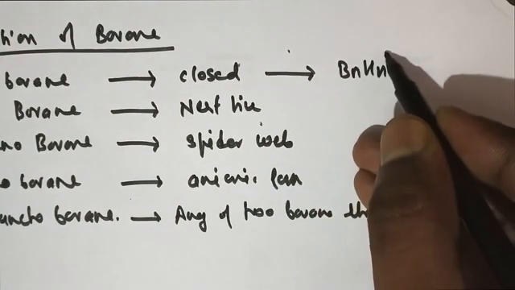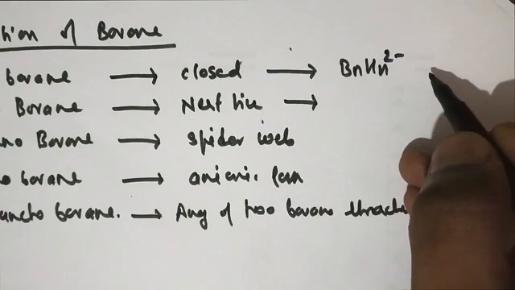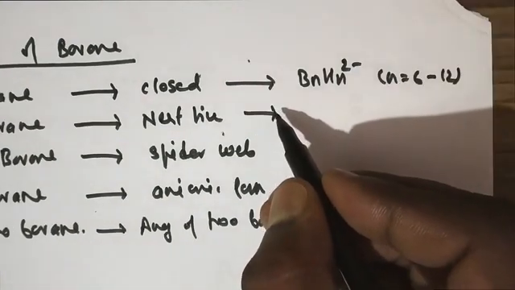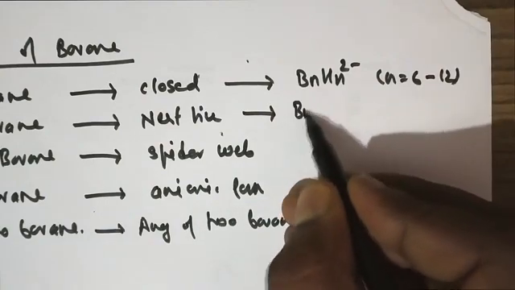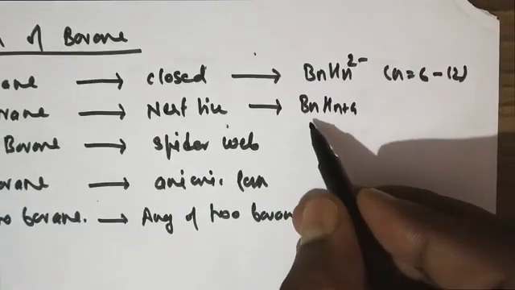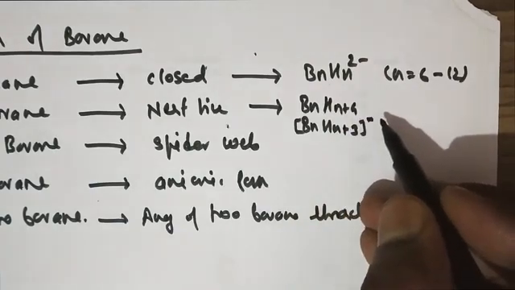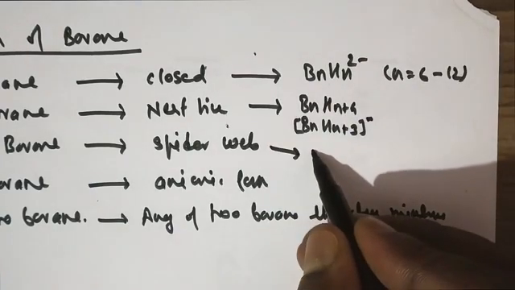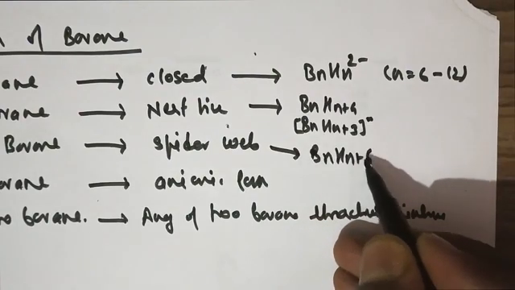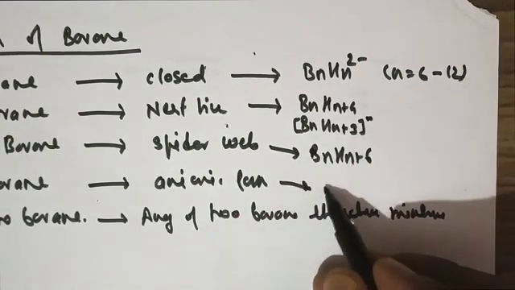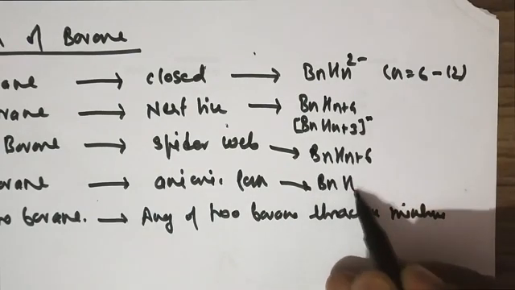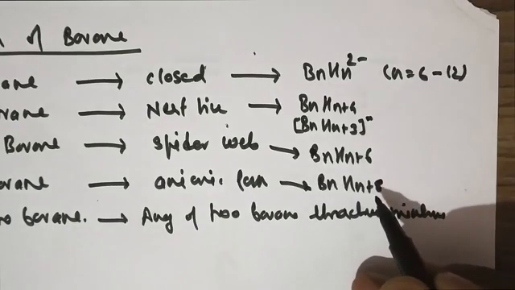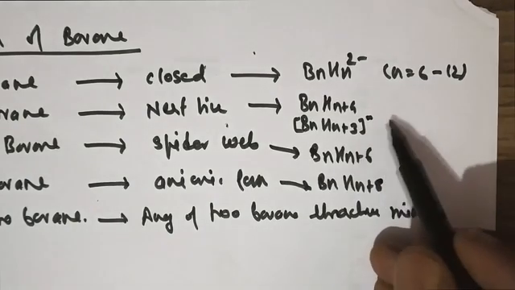The general formula of closoborane is BnHn 2 minus, where n is equal to 6 to 12. For the nest-like structure, it will be BnHn+4 or BnHn+3 minus. For the spider-like arachnoborane, it will be BnHn+6. And for hypoborane, it will be BnHn+8. These are the general formulas.